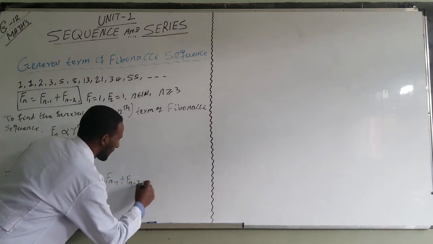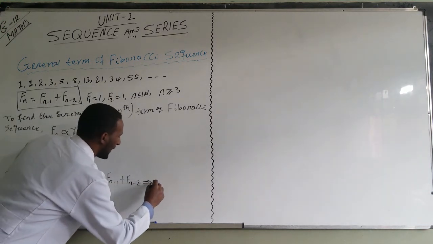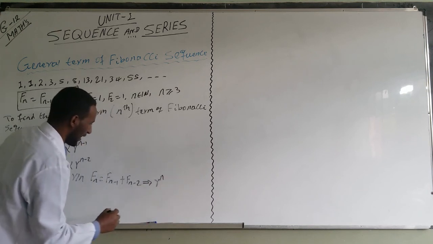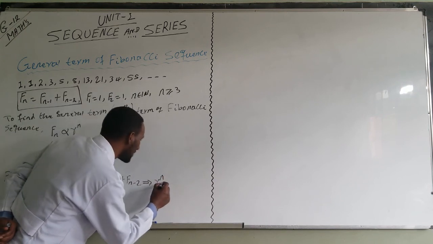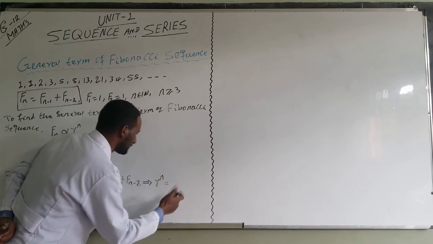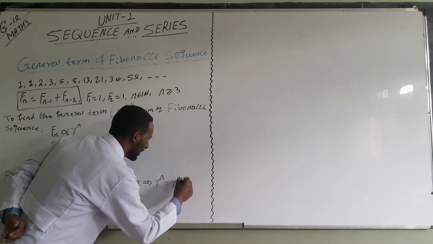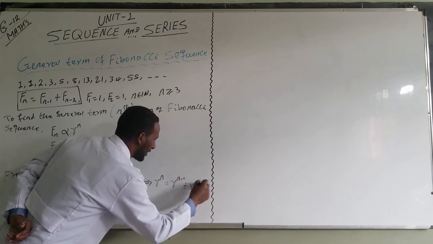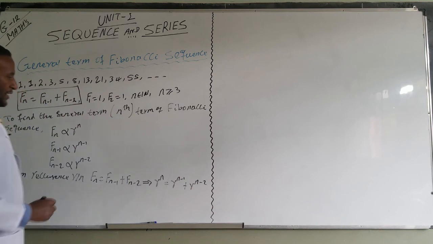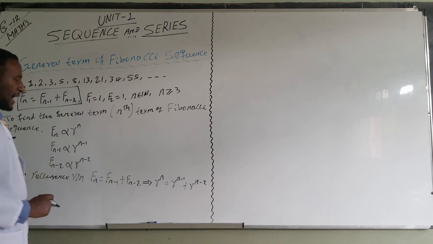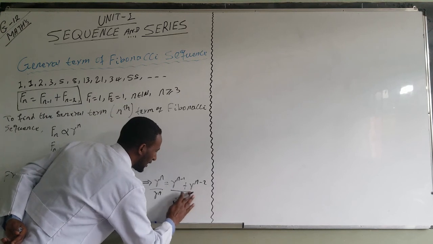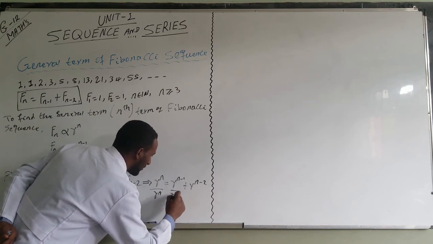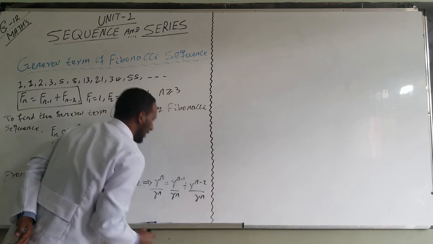Implies that r to the power of n is equal to r to the power of n minus 1 plus r to the power of n minus 2. Then we divide both sides by r to the power of n, dividing each term by r to the power of n.